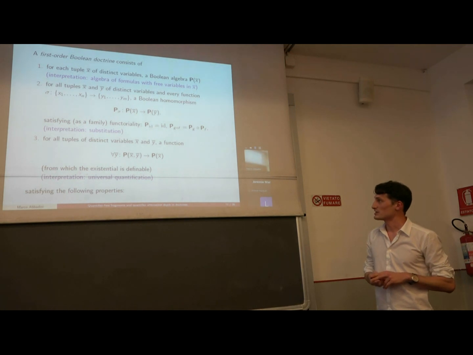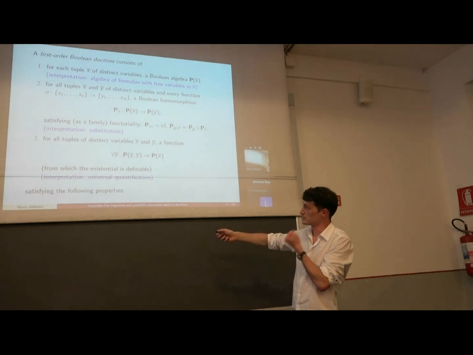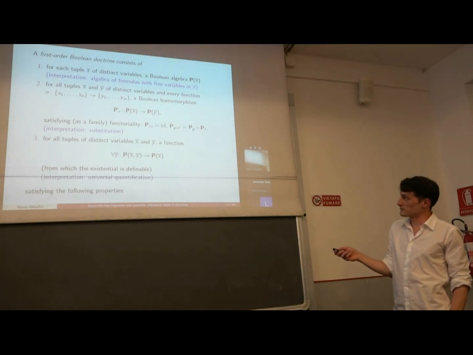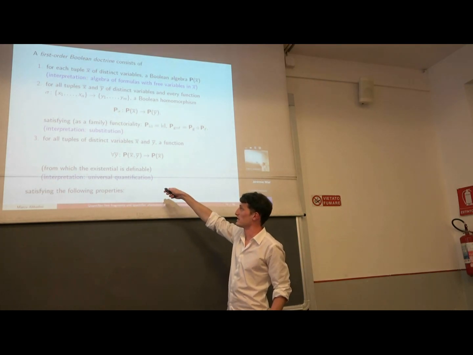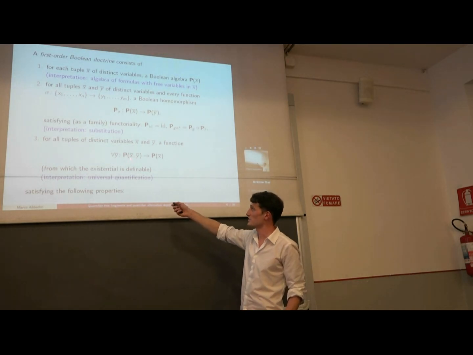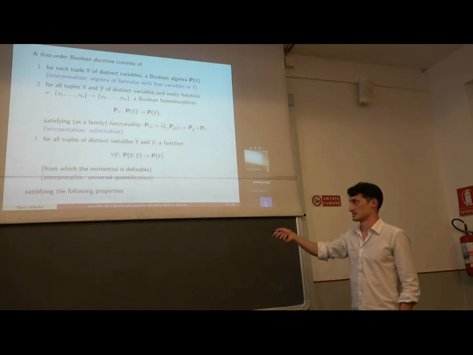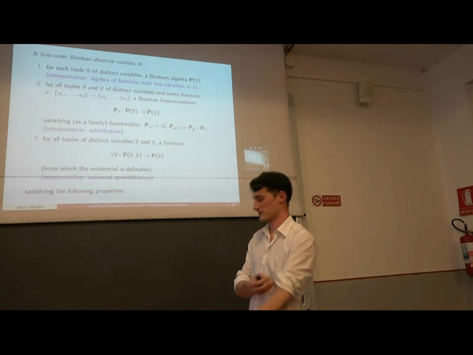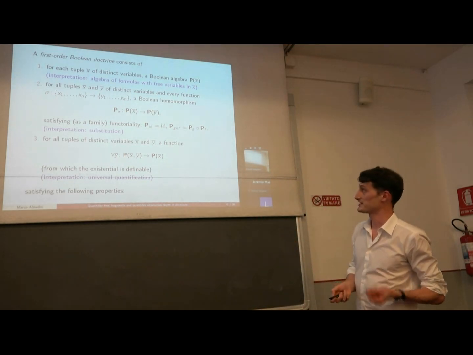And then we also have these abstract functions that interpret universal quantifications. So for every two tuples of distinct variables x and y, you have a function for all y that takes an element of this set here, to be thought of as a formula in this context, xy, to an element in this Boolean algebra. And yeah, the existential can be defined from this, so we can avoid taking it as part of the signature. And these functions should satisfy the following properties.